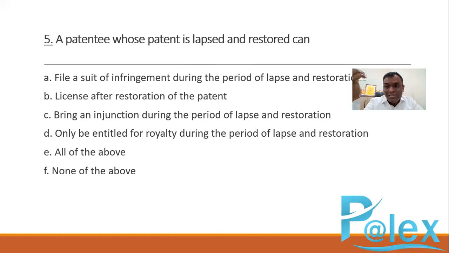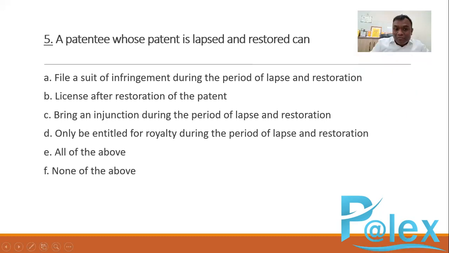Next, a patentee whose patent has lapsed and been restored. Restoration of patent is a term wherein a granted patent gets lapsed and later on is restored. Now, in this case, the patentee can file a suit of infringement during the period of lapse and restoration, license after restoration of the patent, bring an injunction during the period of lapse and restoration, or only be entitled to royalty during the period of lapse and restoration, all of the above, and none of the above. In this case, I'll go with the elimination criteria. I'll try to eliminate the options.